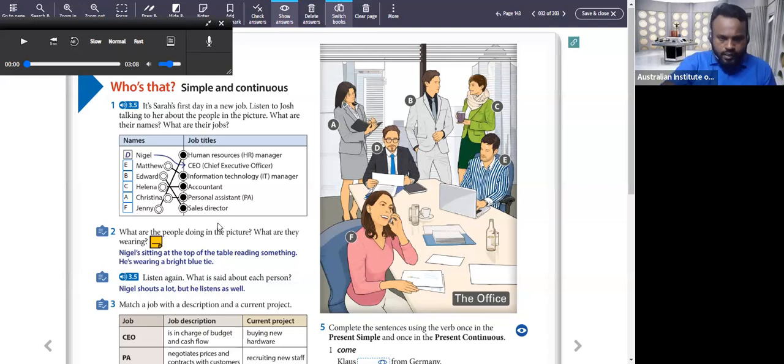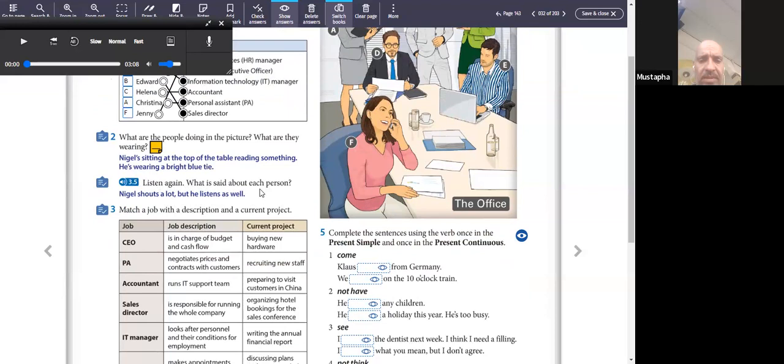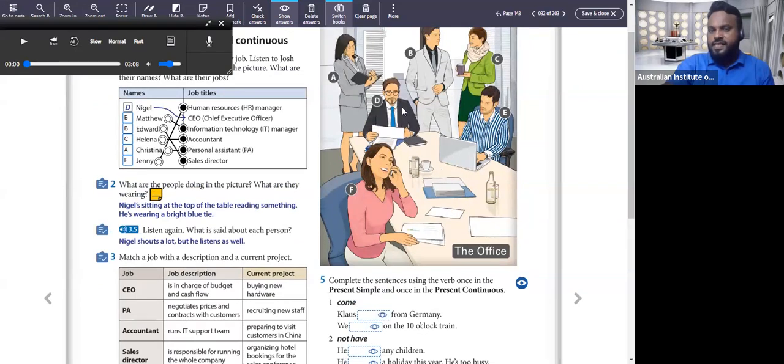Beautiful. Yes. Okay, now next one, 3.5. Listen again to what is said about each person. Nigel shouts a lot, but he listens as well. Okay, so now we're going to listen again and see. Listen again to what she said about each person. In this one, we listen carefully and we get to know how each person is described. So we'll mainly pick up the points about each person. Okay, listen.